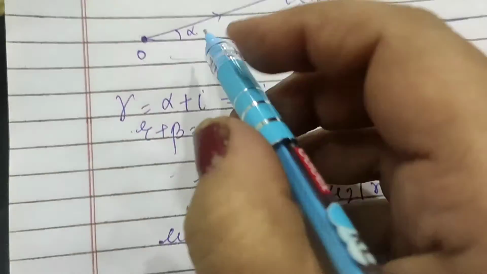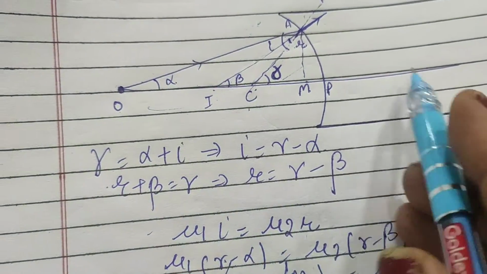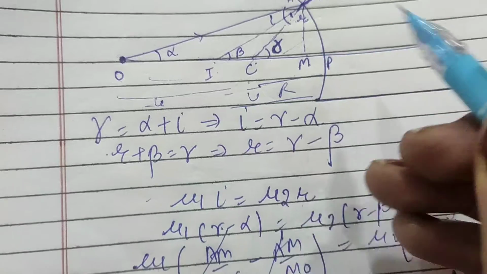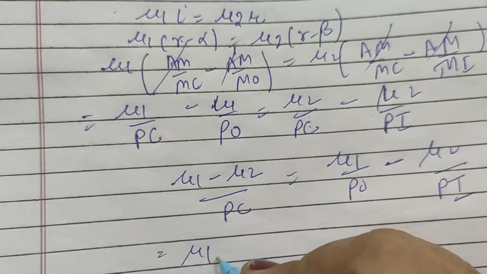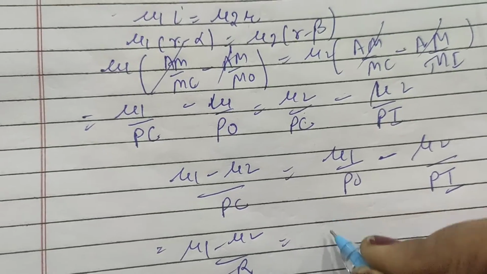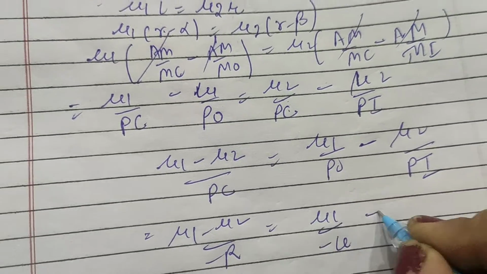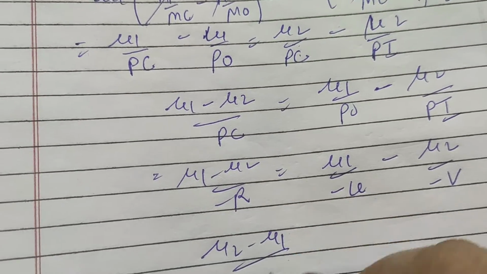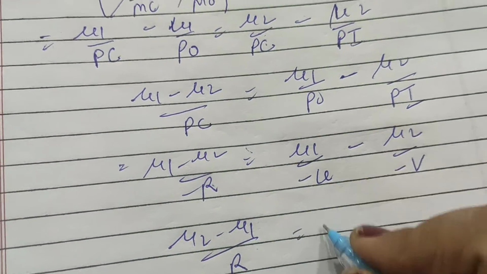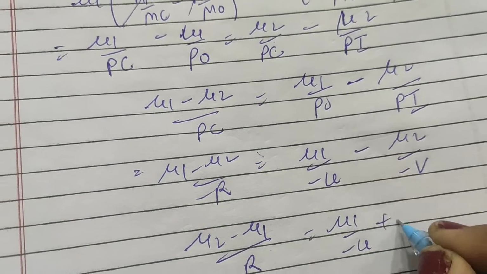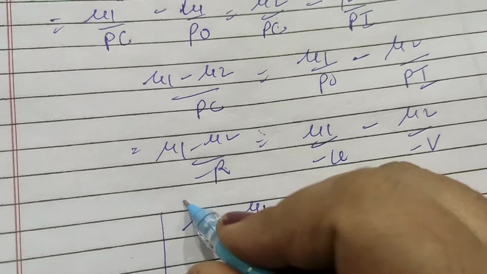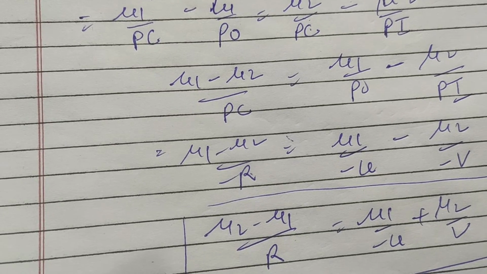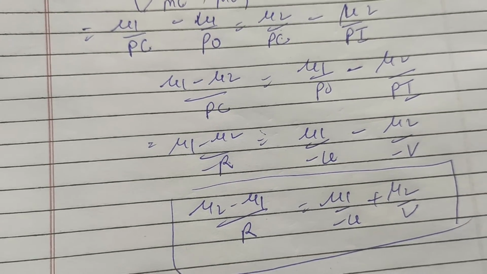Now using the sign convention, you can see here the incident ray is going in this direction, so R is negative, V is negative, and u is also negative. So putting the values, we will have (mu1 minus mu2) upon minus R is equal to mu1 upon minus u minus mu2 upon minus v. So we can write here (mu2 minus mu1) upon R, taking the negative sign outside, is equal to mu1 upon minus u plus mu2 by v. So exactly the same formula we obtain again, whether the surface is concave or convex. So this was the derivation for the rarer to denser medium at the concave spherical refracting surface.